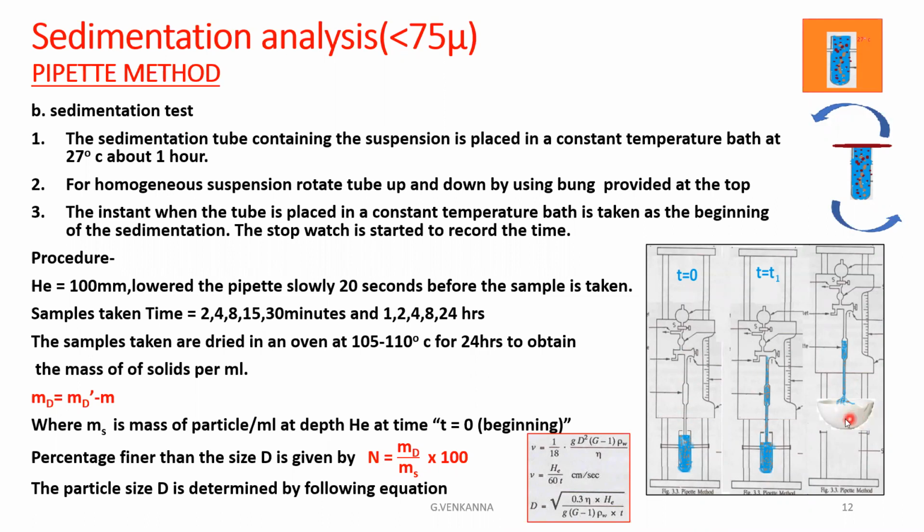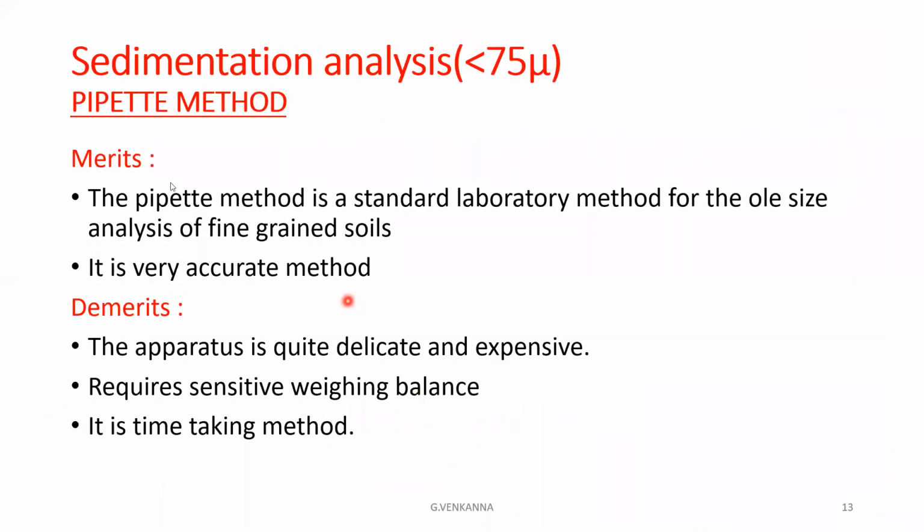After the samples are taken into a weighing container, they are placed in an oven at 105 to 110 degrees for 24 hours to obtain the mass of solids per mm. This is the pipette method. However, the pipette method has some merits and demerits.